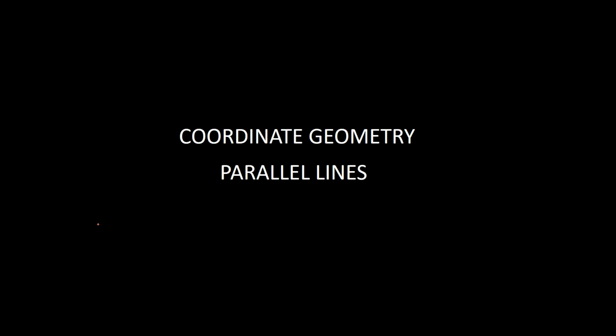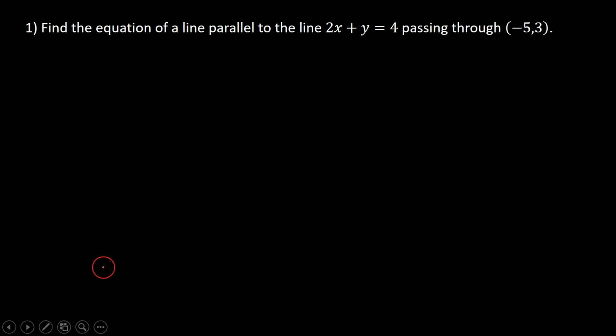In today's lesson, we'll be solving some questions in mathematics on a topic, coordinate geometry, specifically on parallel lines. So let's move to the question itself. The first question says: find the equation of a line parallel to the line 2x plus y equals 4, passing through negative 5, 3.